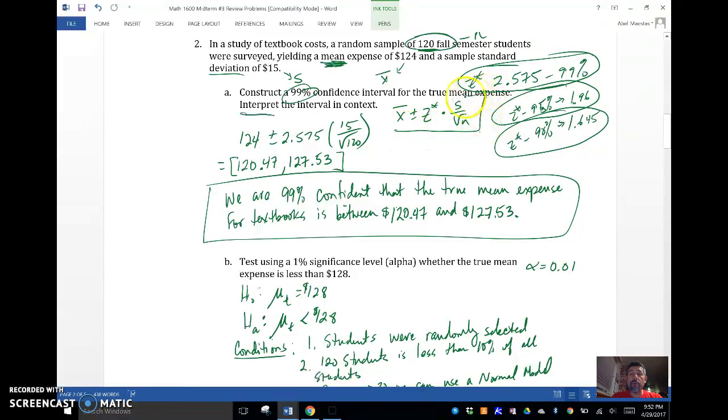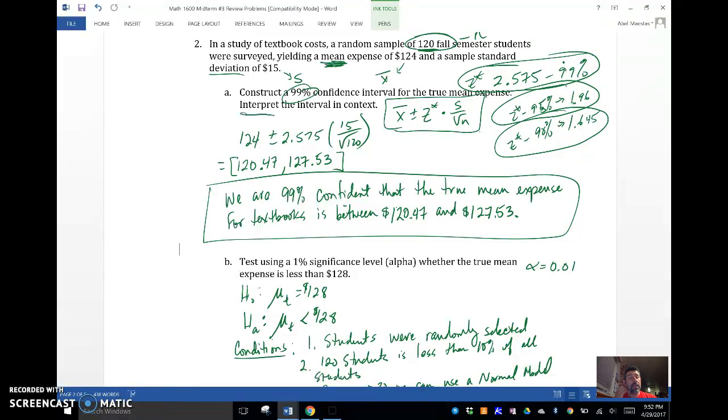I'm going to use this formula. This is the formula for large sample confidence intervals for means. I'm going to plug in the values here. So 124 plus or minus 2.575. Again, I got that from 99% confidence, times 15 over square root of 120. And when I put that in my calculator and calculate it out, I'm going to get 120.47 and 127.53.